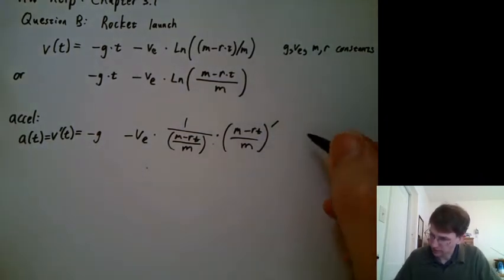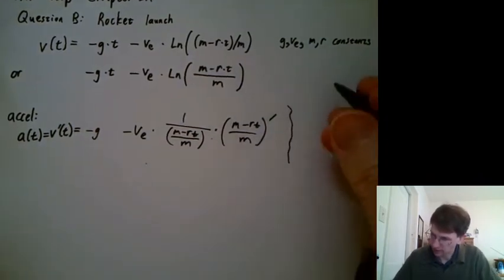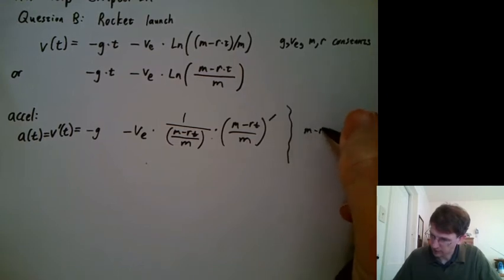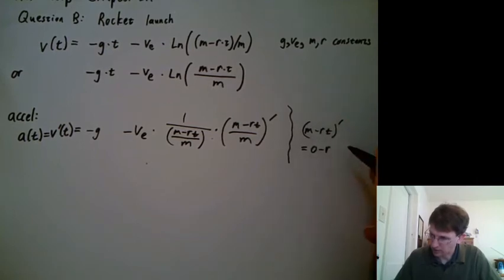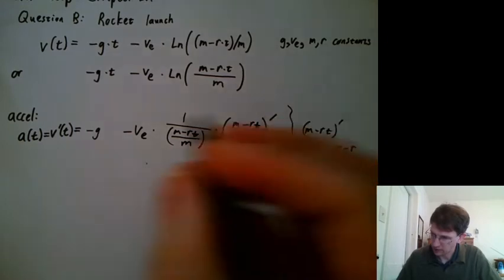And we can do kind of a side calculation here. What is (m minus rt) prime? Well, the derivative of m is 0. The derivative of negative rt is just negative r. So you can do that.